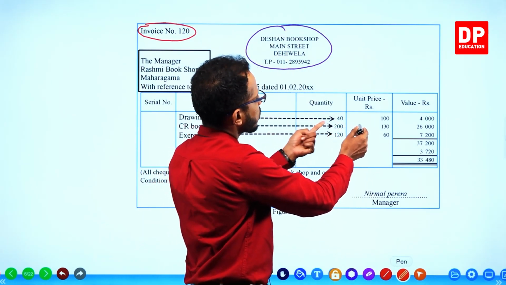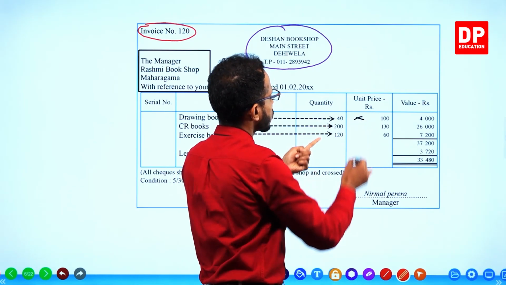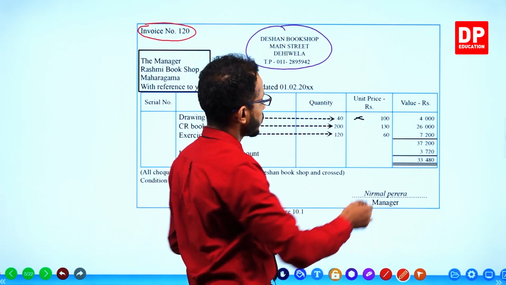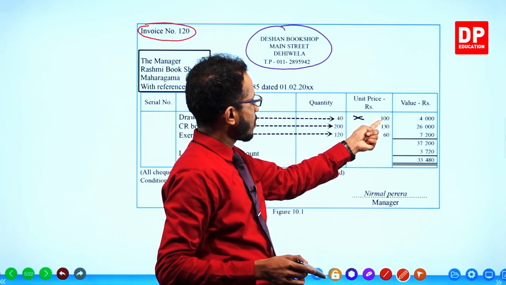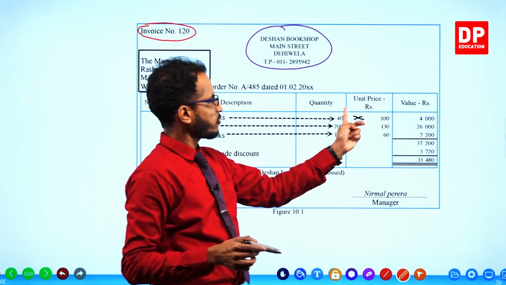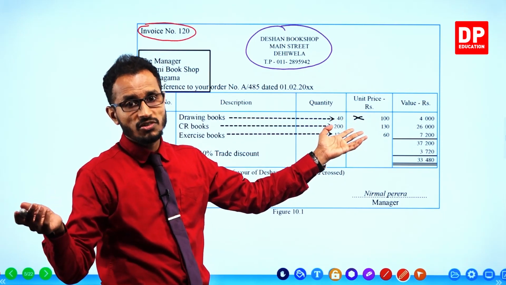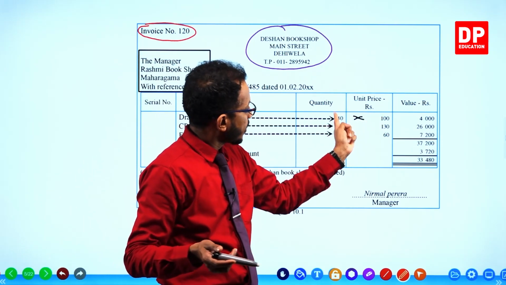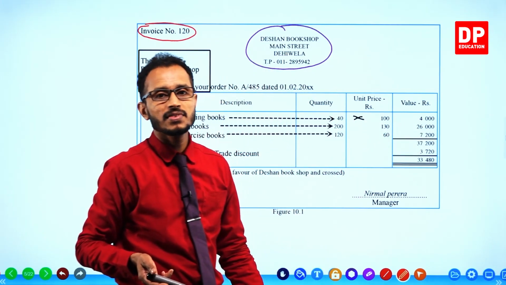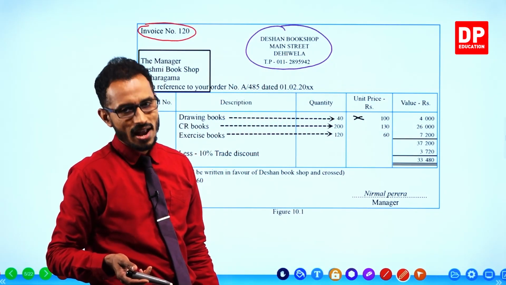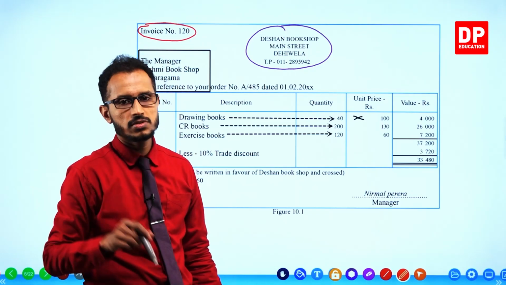One drawing book is 100 rupees. So the unit price is 100. When you multiply 100 by 40, because I have bought 40, 100 into 40, it's 4,000. That is the total value of drawing books.